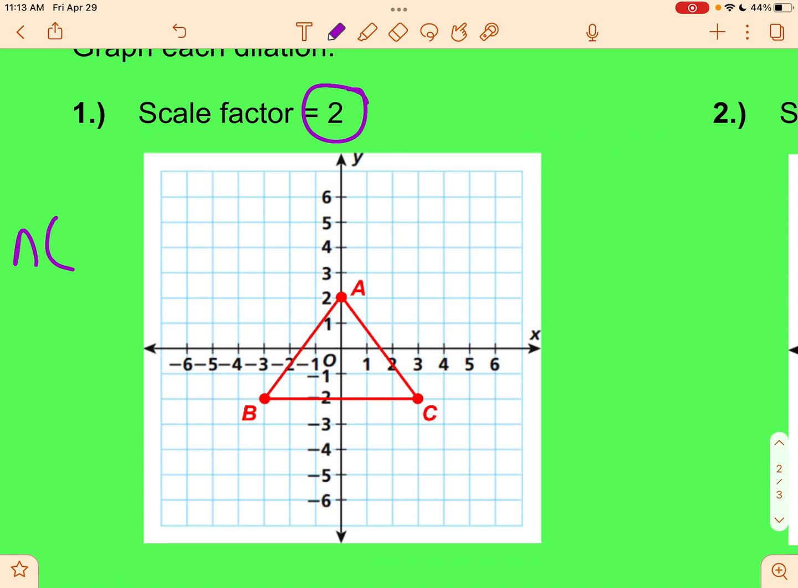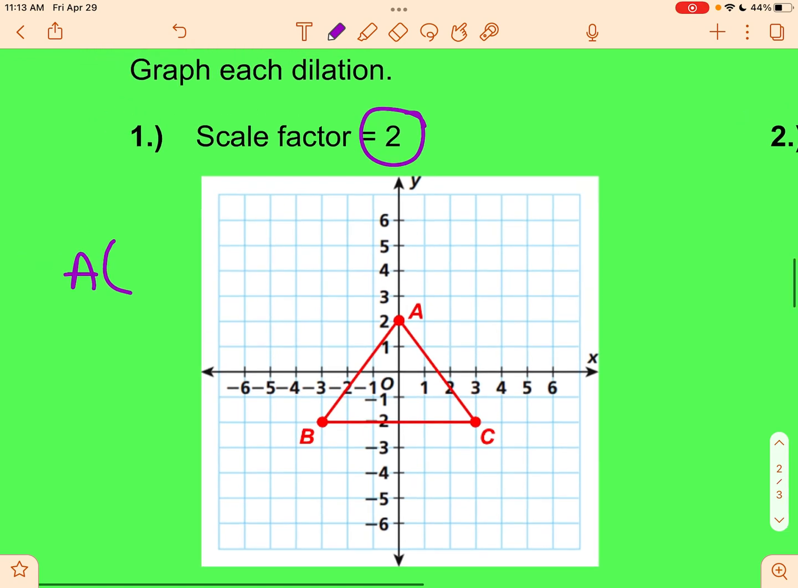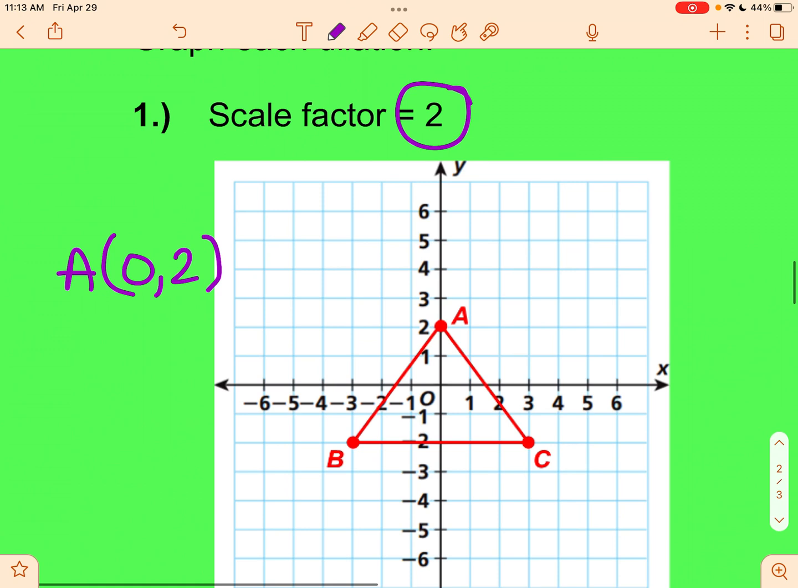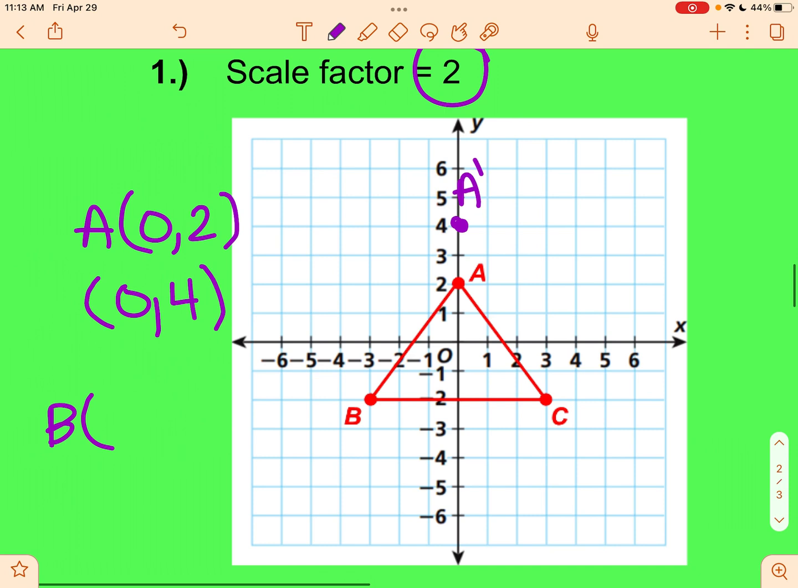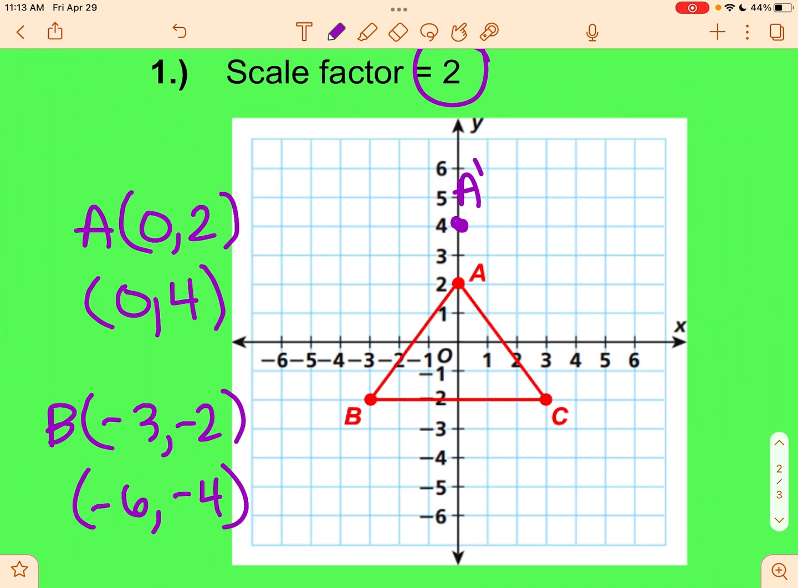So I like to write my points off to the side. So A is at 0, 2, so we're going to multiply that by 2. 0 times 2 is 0, 2 times 2 is 4. So let's go ahead and graph it. 0, 4 is right here, so this is A prime. Awesome, let's do the exact same thing with B. B is at -3, -2. Let's multiply both by 2. -3 times 2 is -6. -2 times 2 is -4. So -6, -4 would be right here.